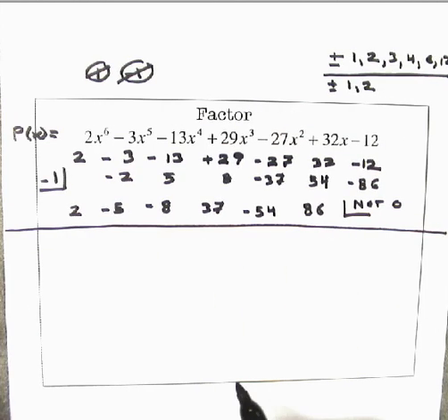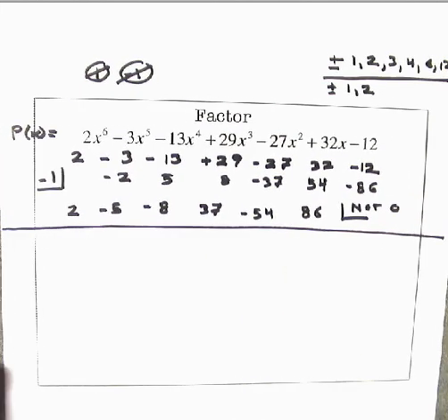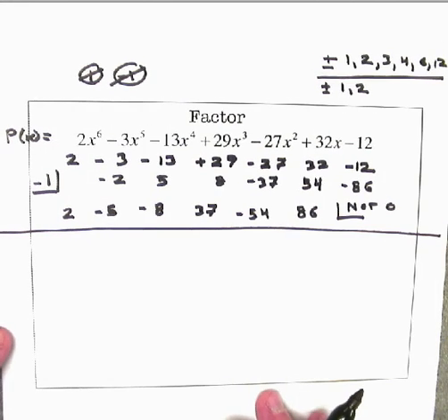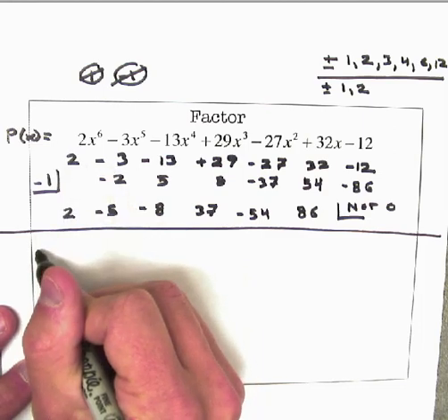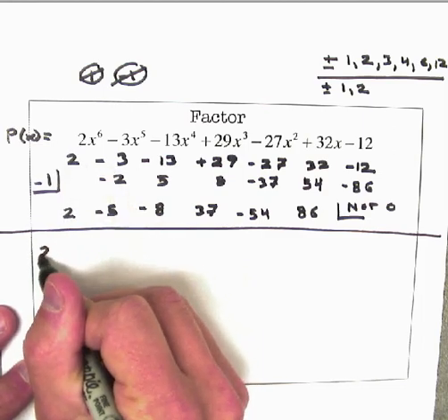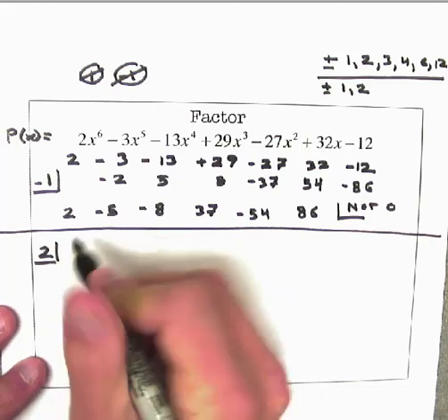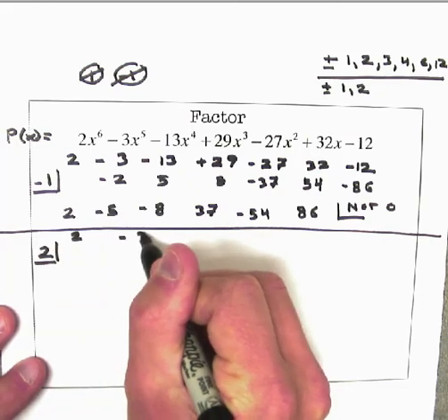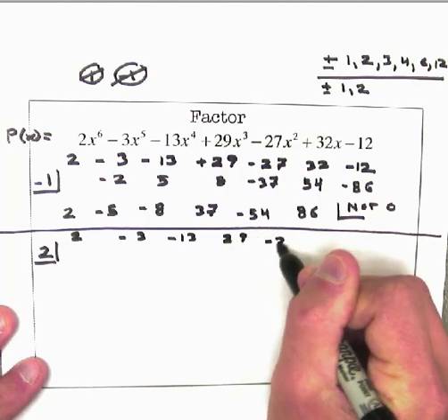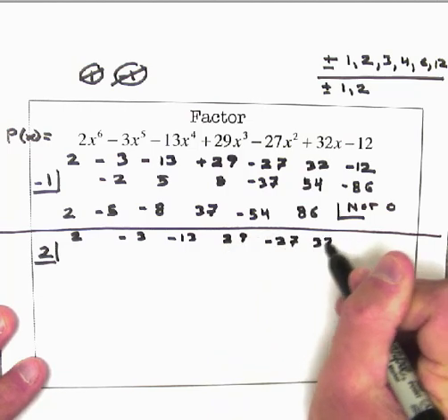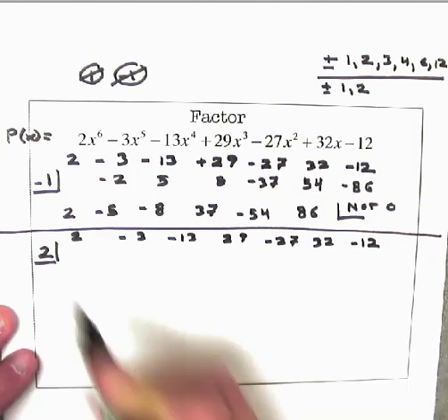It's your choice where to go from there. I'm going to be systematic and make the numbers increasingly bigger because multiplication is easier with smaller numbers. So let's try 2 next. So 2 is on the shelf. Same coefficients: 2, minus 3, minus 13, 29, minus 27, 32, and minus 12.